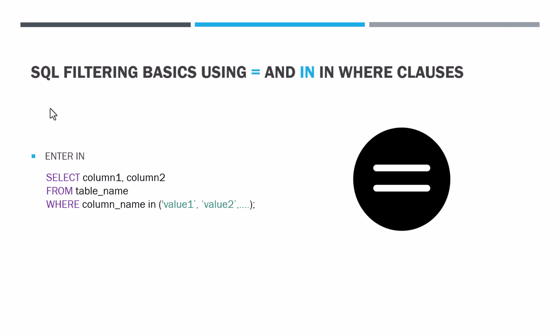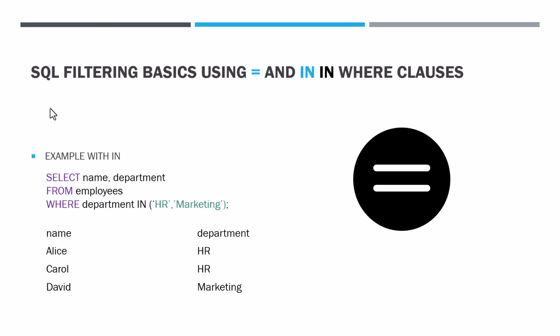An in would essentially look like select the person name and the department name from table name, where column name in, and you could say marketing, HR, and you could put in multiple values here. For the sake of example, you could have select name, department from employees where department in HR, marketing. It shows you Alice, Carol, and David, and the departments are HR and marketing.